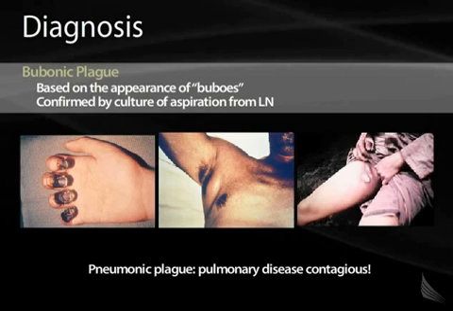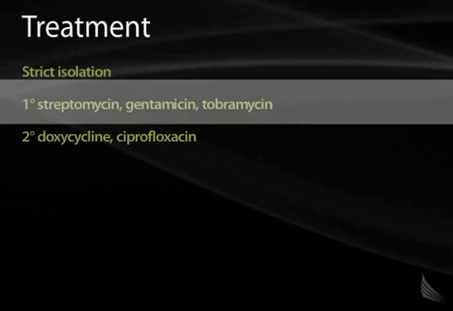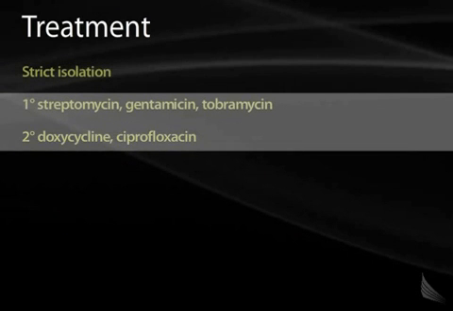Pneumonic plague is from a pulmonary disease, and you'll get a chest x-ray finding, and also you can get respiratory isolates. The problem with pneumonic plague is that it's very contagious. Treatment for pneumonic plague is strict isolation. We're going to give them antibiotics such as streptomycin, gentamicin, or tobramycin. Secondarily, you'll give them doxycycline or ciprofloxacin.